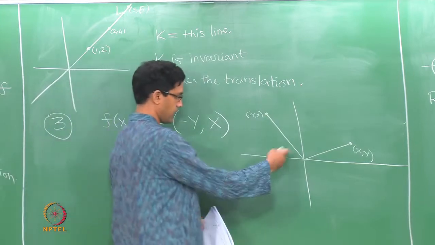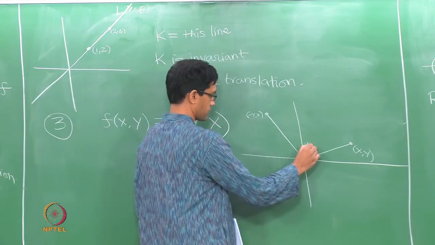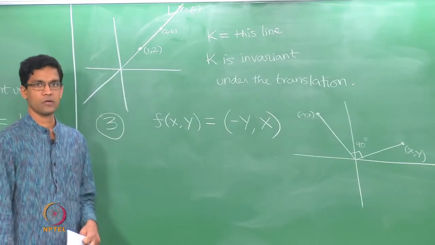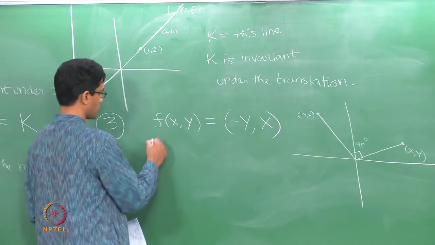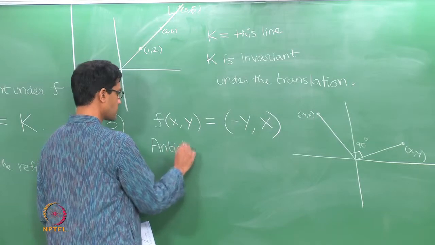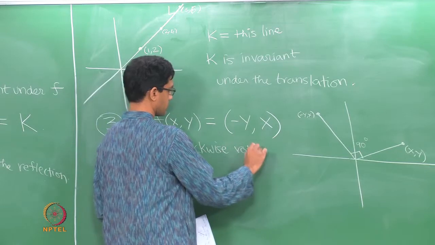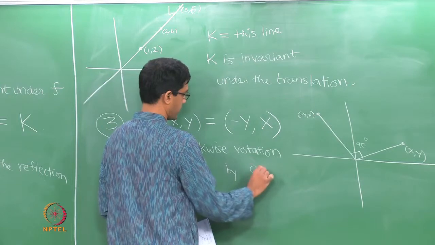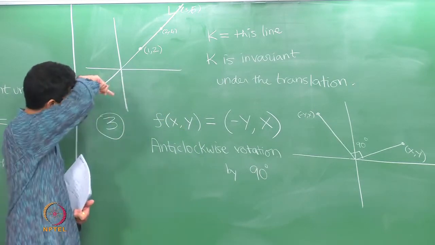And if you sort of try and compute angles and so on, you will find exactly this is a 90-degree angle. Okay, so what does this map to? Well, it takes every point and rotates it counterclockwise by a 90-degree angle. So this is nothing but the anticlockwise rotation by a 90-degree angle. So that is what it does to each point on the plane.